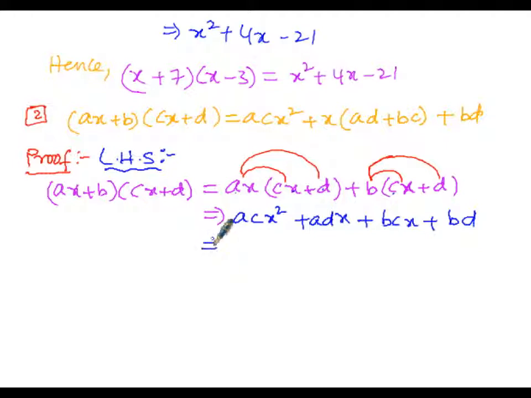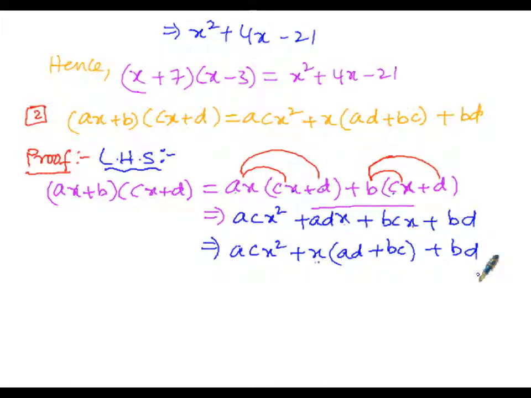That implies, x square is only one term, so let us write ac x square as it is. Then x terms are 2, so here we can take x as common. These two are like terms. I want to take plus x as common. When x is taken out as common, only ad is left over within the bracket for the first term. When x is taken out in the second term, only bc is left over within the bracket, and bd must be copied as it is. So here we took LHS, that is ax plus b into cx plus d, and we reached acx square plus x into ad plus bc plus bd, which is the right hand side.